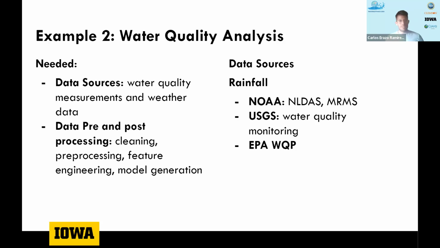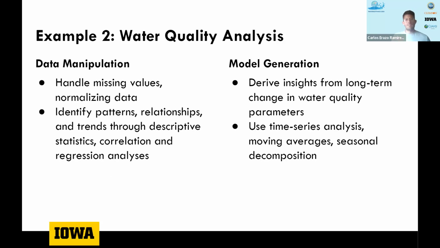That involves pre- and post-processing, cleaning, feature engineering, all the stuff that we were mentioning before. What are the sources that I need? Well, for rainfall, NOAA, the rainfall products. For water quality monitoring, if you cannot find it from USGS, the EPA with USGS created the Water Quality Portal, and you can get really good information from them too. And all these sources, by the way, are within Hydroline, so you can get that data from there.